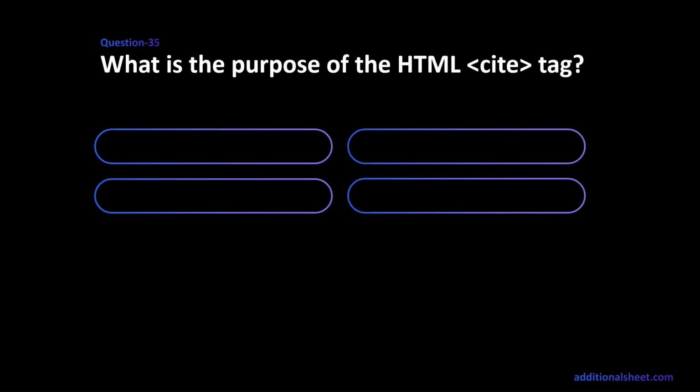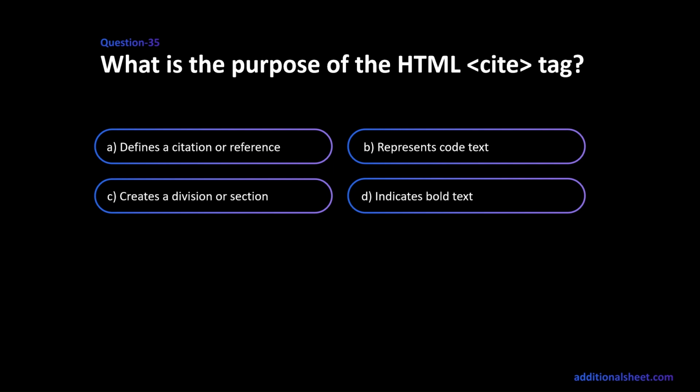Q35. What is the purpose of the HTML cite tag? Options are A. Defines a citation or reference, B. Represents code text, C. Creates a division or section, D. Indicates bold text.